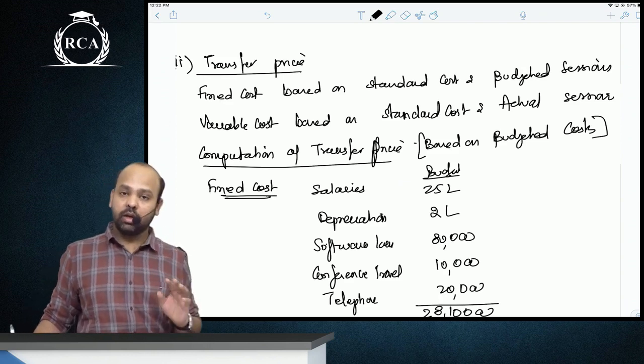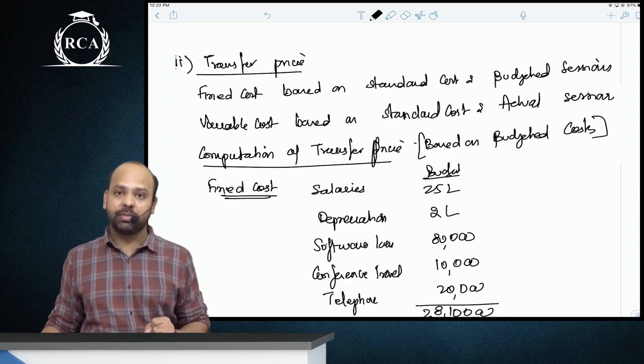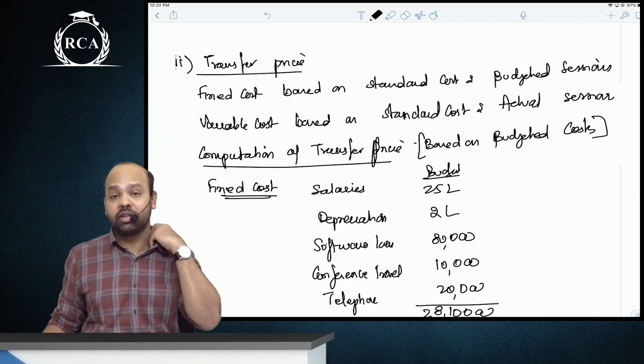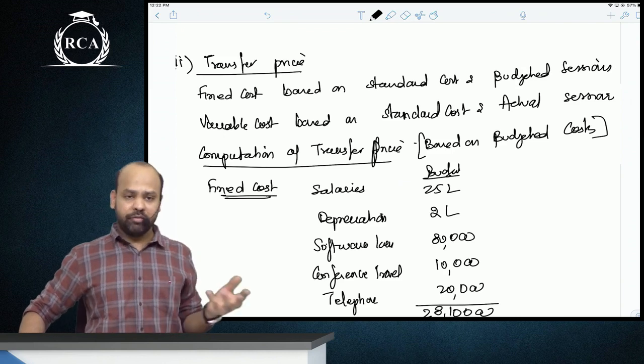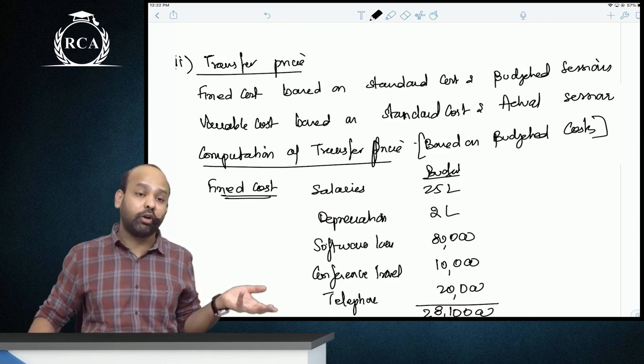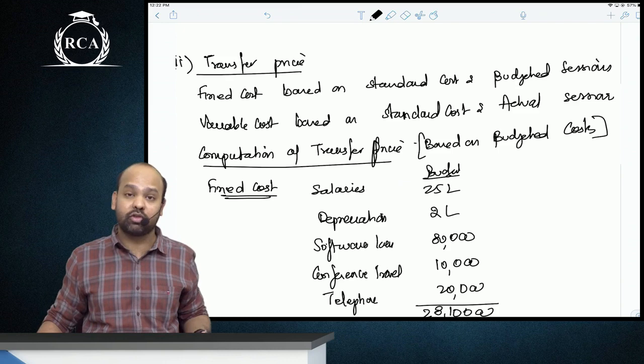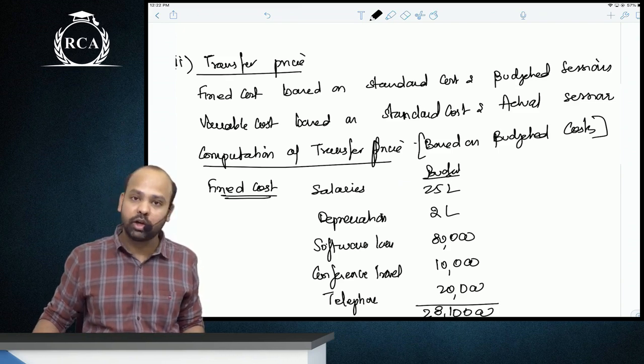Just say, beta, what is the complaint of the customer service department? We cannot be billed for the training sessions we did not undertake. Yes, we are not billing you. We are billing you only for 80 sessions. Fixed cost is obviously not dependent on the actual number of sessions, so we will have to bill fixed cost based on the budgeted amount at the beginning of the year.